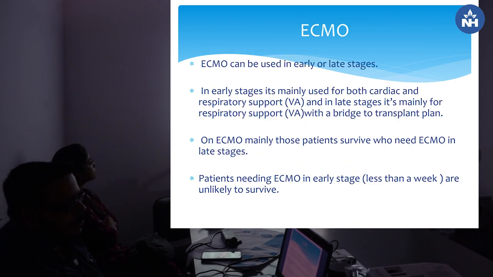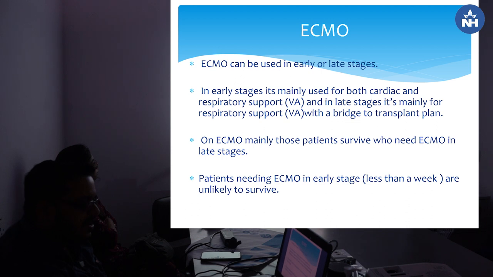ECMO. ECMO can be used in early or late stages. In early stages, it is mainly used for both cardiac and respiratory support, that is via VA ECMO. In late stages, it is mainly for respiratory support with a bridge to transplant plan. On ECMO, mainly those patients survive who need ECMO in the late stages. Patients needing ECMO in the early stage, that is less than a week, are unlikely to survive.